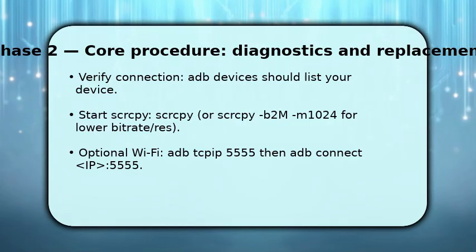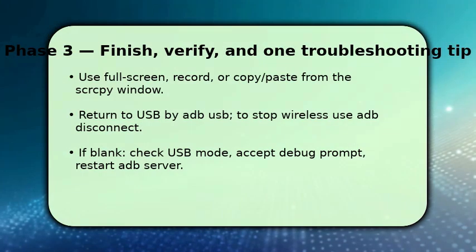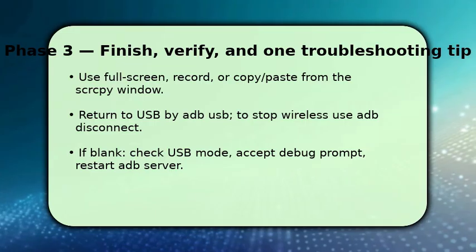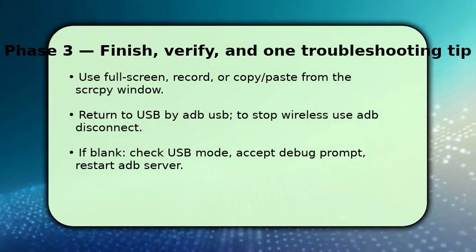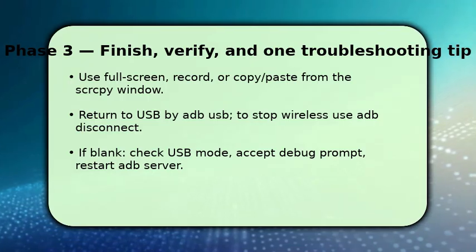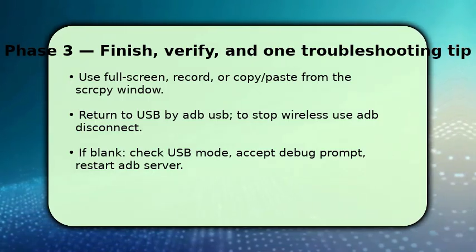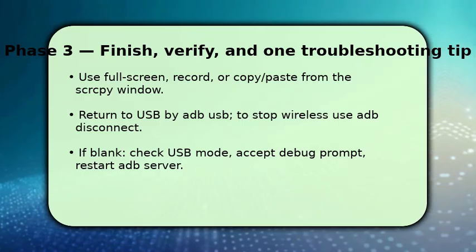You finish by using scrcpy controls. Press Ctrl plus F for full screen, Ctrl plus R to record, and drag to interact. This gives a responsive desktop view of your phone. When done, revert wireless with adb usb or adb disconnect and unplug safely.